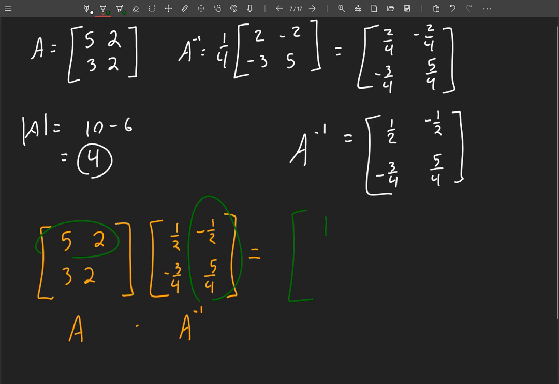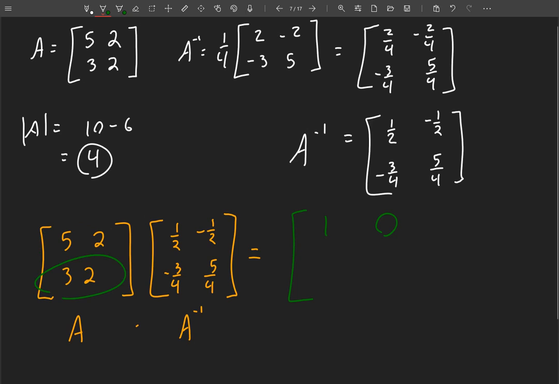Okay, so let's do row 1, column 2. This one and this one. All right, so this is -5/2 plus 10/4. Well, that is -5/2 plus 5/2. Those are opposites of each other, so they just cancel out. What does that give me? 0. It's happening. Look at that. I'm getting excited.